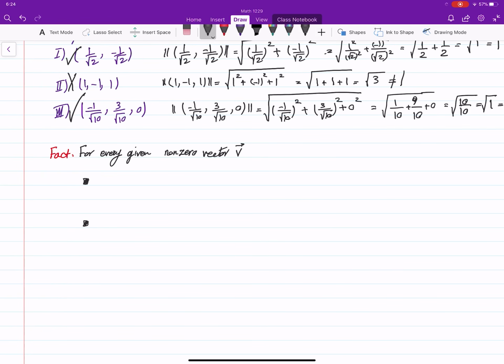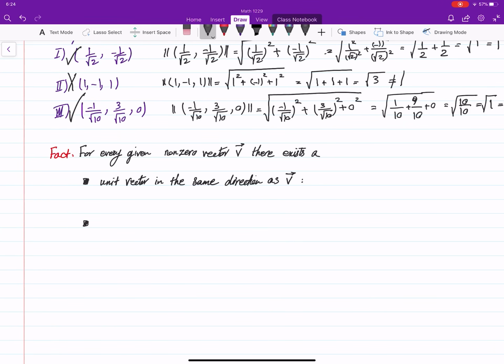First, there exists a unit vector in the same direction as v. If v is not unit, or even if it is unit, doesn't matter, we can find a unit vector. How can we find this unit vector?